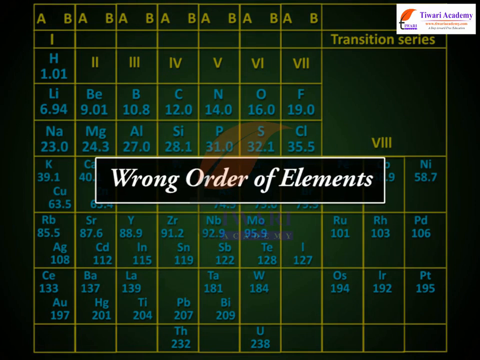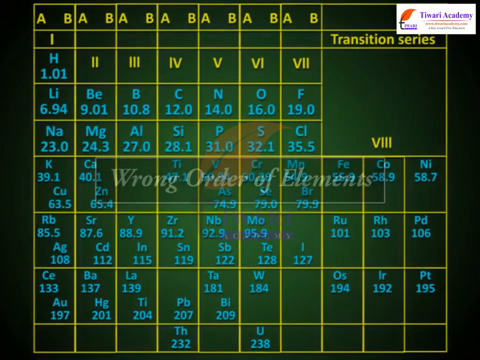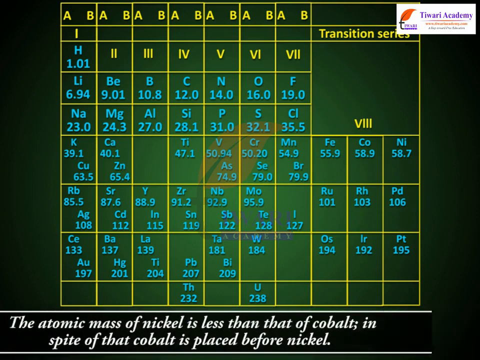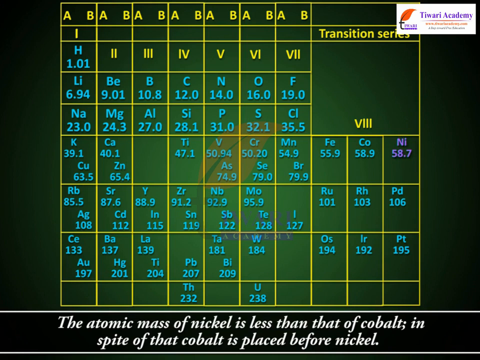Wrong order of elements. Mendeleev placed many elements in wrong order of their increasing atomic masses in order to place elements having similar properties in similar groups. For example, the atomic mass of nickel is less than that of cobalt. In spite of that, cobalt is placed before nickel.